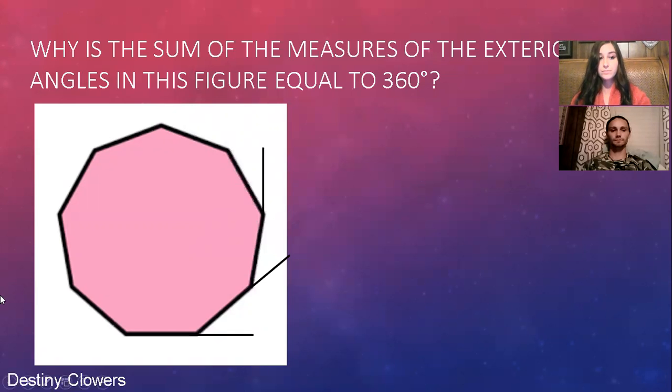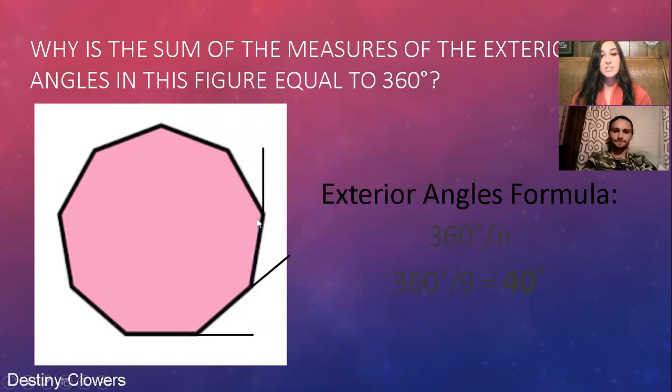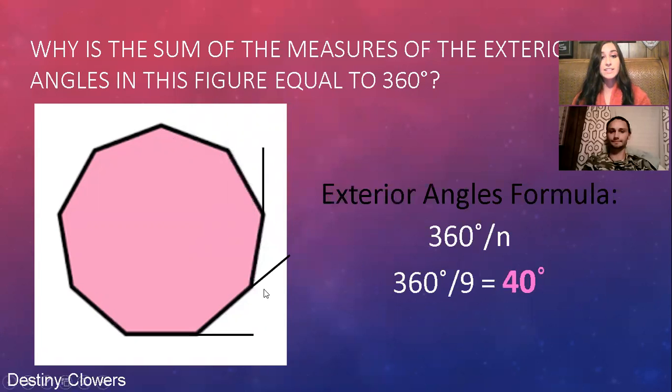Now, there's a formula we have to follow, which is the exterior angle formula. Since we just proved that these angles add up to 360 degrees, we just take 360 degrees and divide it by n, where n equals the number of sides. If you count each of these sides, we get 9. So 360 degrees divided by 9 equals 40 degrees. That means each of the exterior angles down here is going to equal 40 degrees.